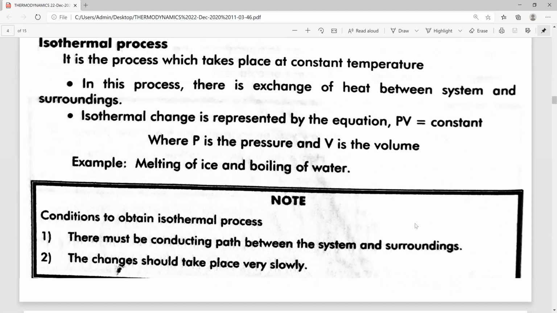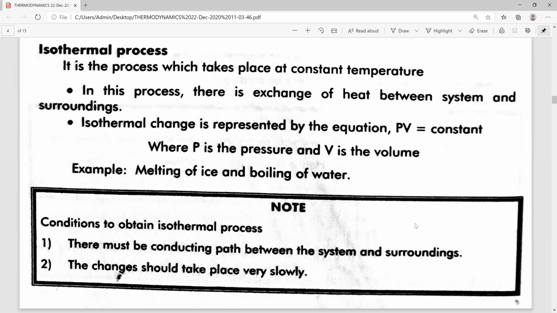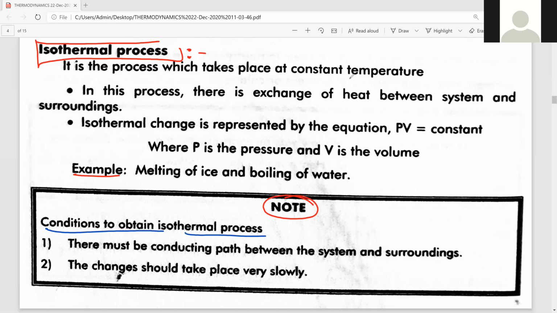And next we shall see what is the meaning of isothermal process. Iso means same, thermal means heat. In that process what happens, let us see. So isothermal process is the process which takes place at constant temperature. It is called iso meaning same, thermal meaning temperature or heat remains constant.